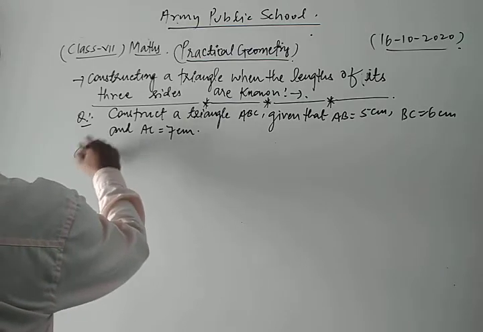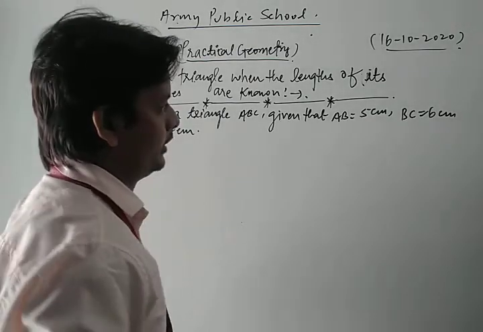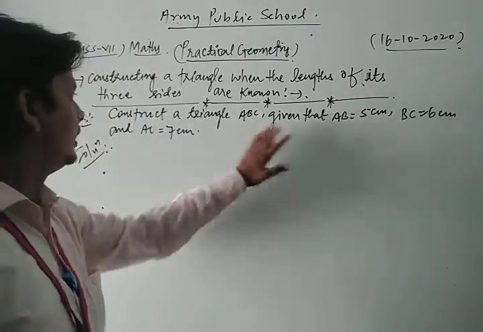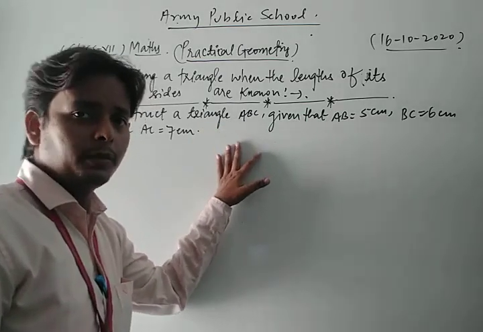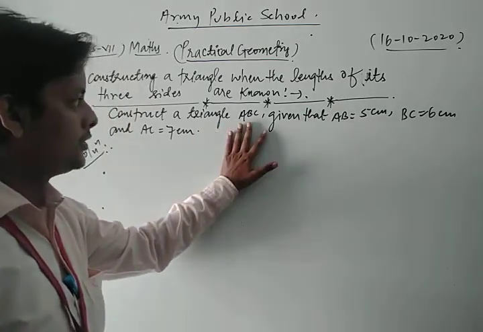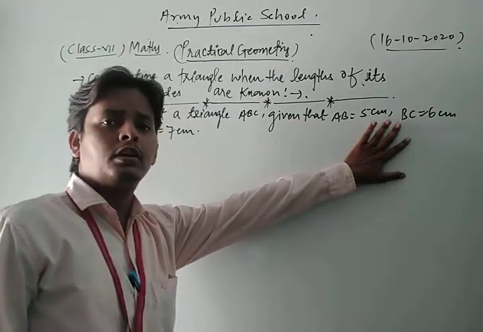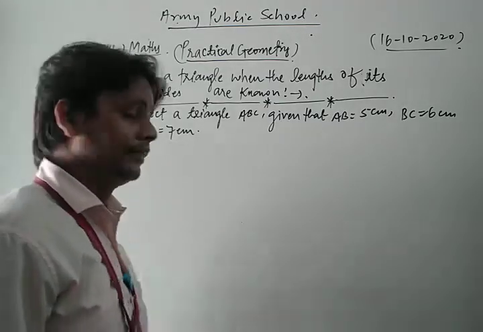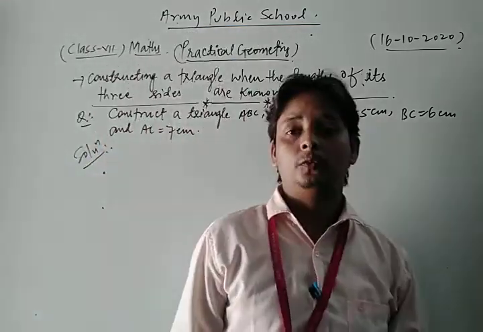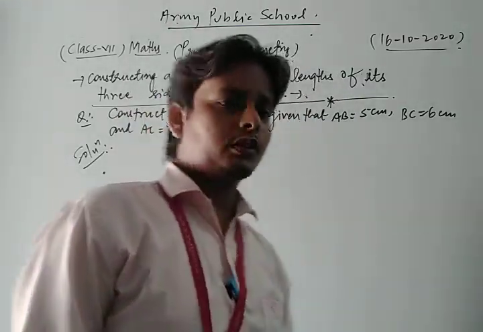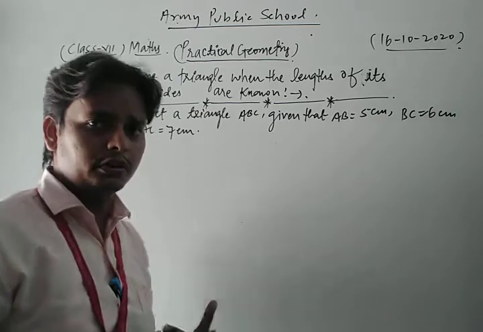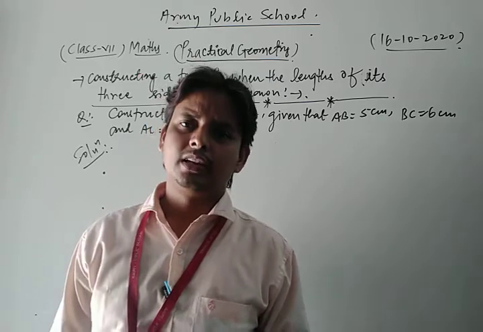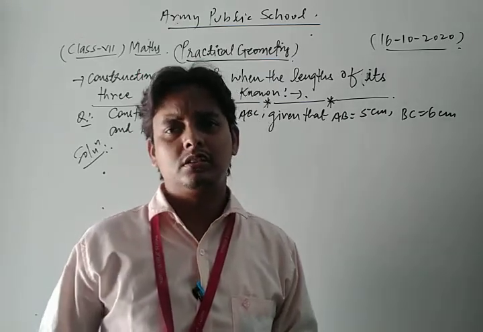Now look at the solution. Dear friends, this is our question: we construct a triangle ABC given that AB is equal to 5 centimeter, BC is equal to 6 centimeter, and AC is equal to 7 centimeter. Now, what do we do? First of all, in this type of question, you draw the rough sketch of the triangle. After that, you can construct it easily.